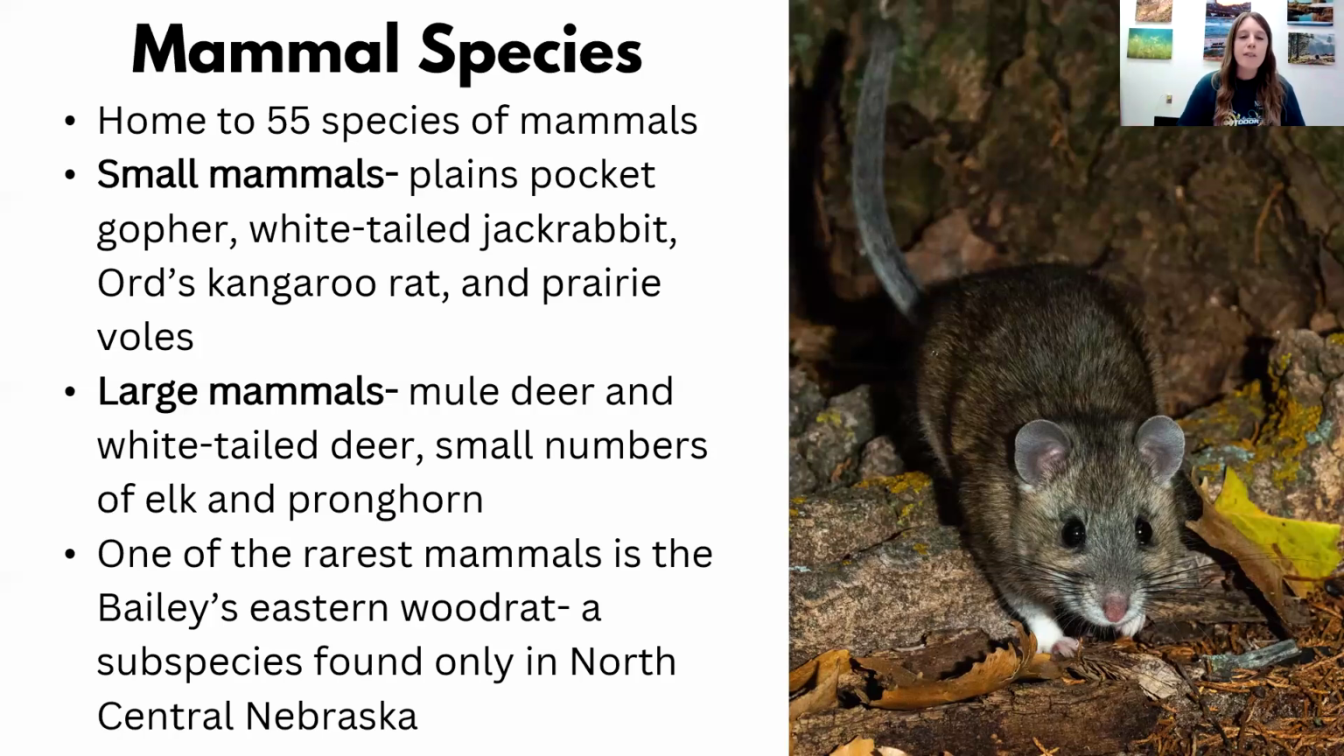So there are about 55 species of mammals that have been documented in the Sandhills. When you think about it, we only have about 85, depends on who you talk to, 85, 90 species. So more than half you can find in the Sandhills. We also have small mammals, things like Plains pocket gophers, white-tailed jackrabbits, the Ord's kangaroo rat, very cool, and prairie voles. We also have larger mammals, things like mule deer and white-tailed deer. There are small numbers of elk and pronghorn that are also there. Coyotes are super common, like I talked about earlier.